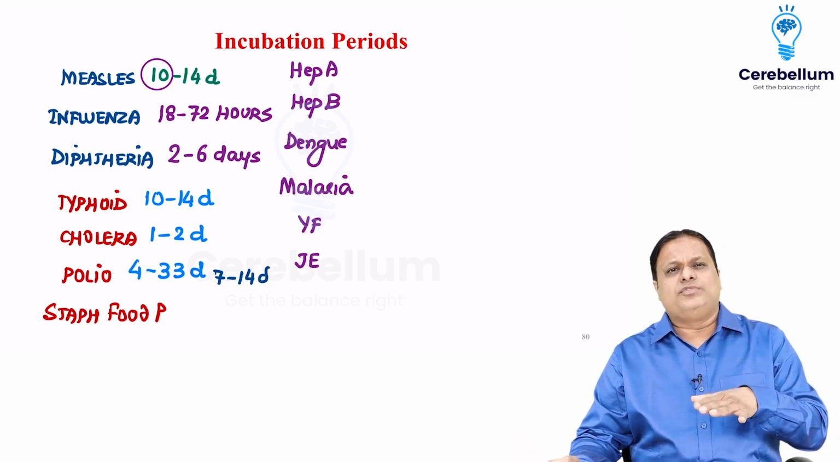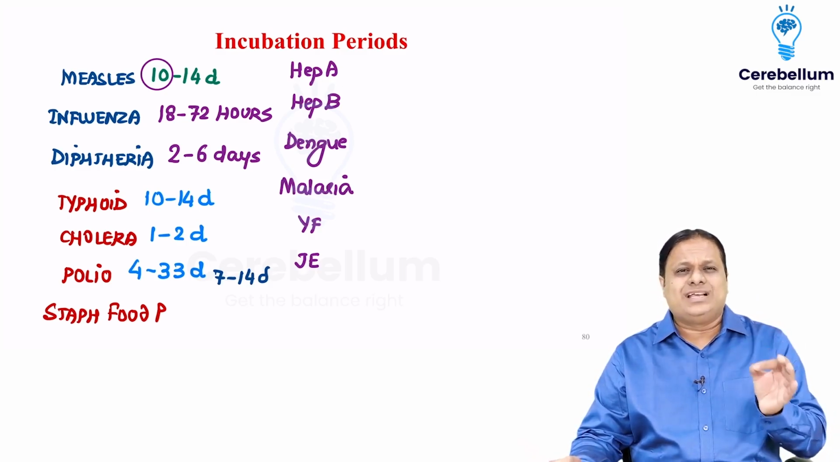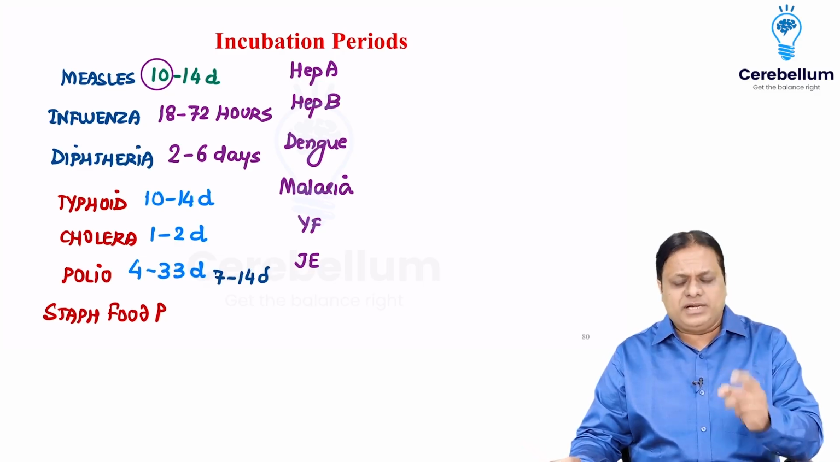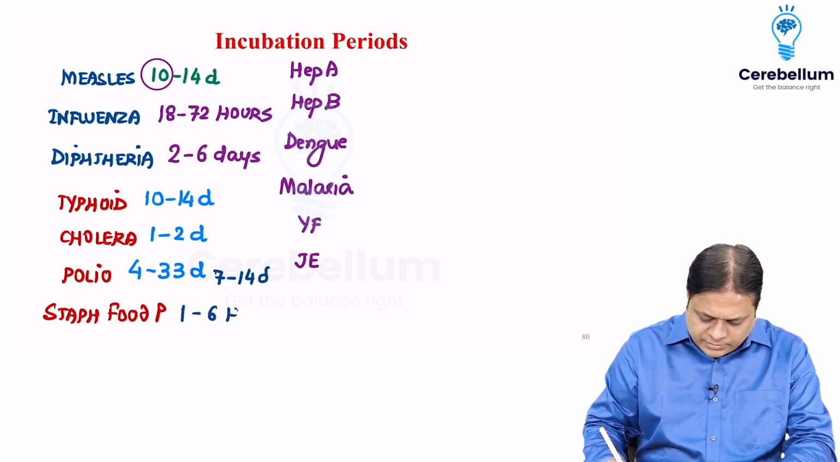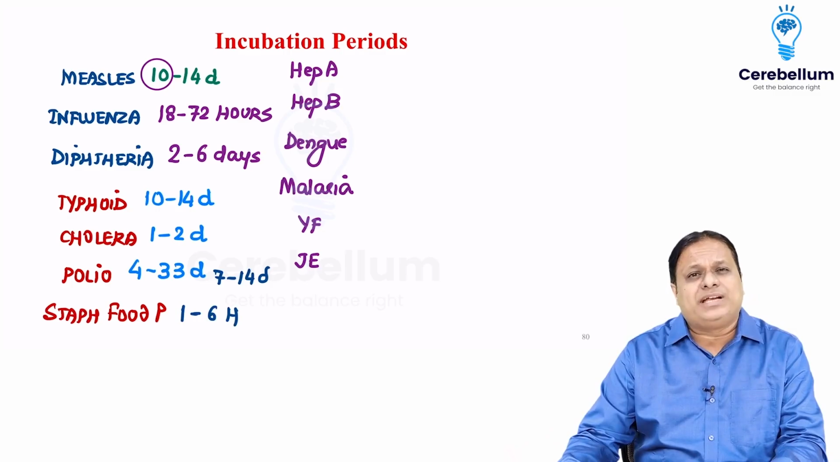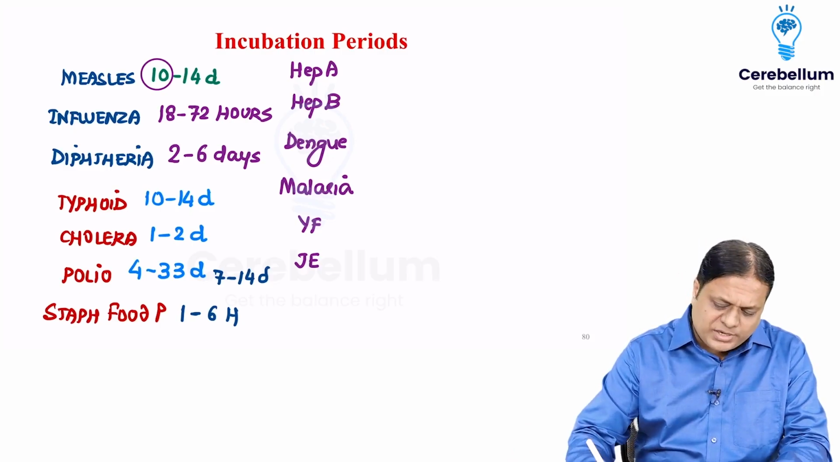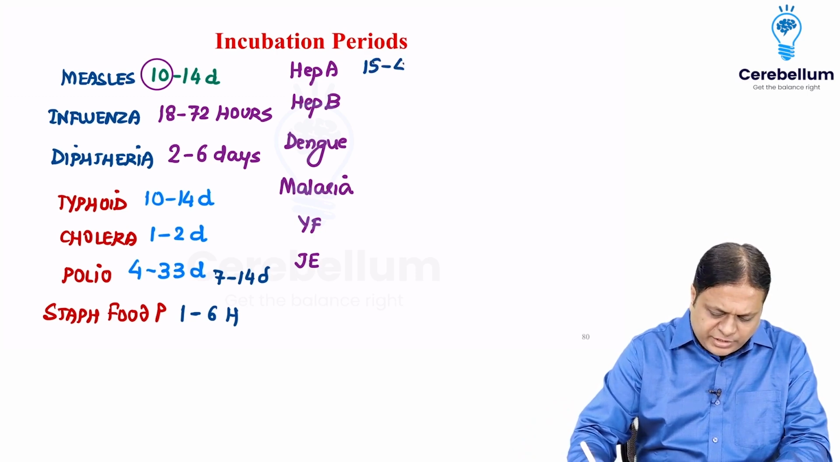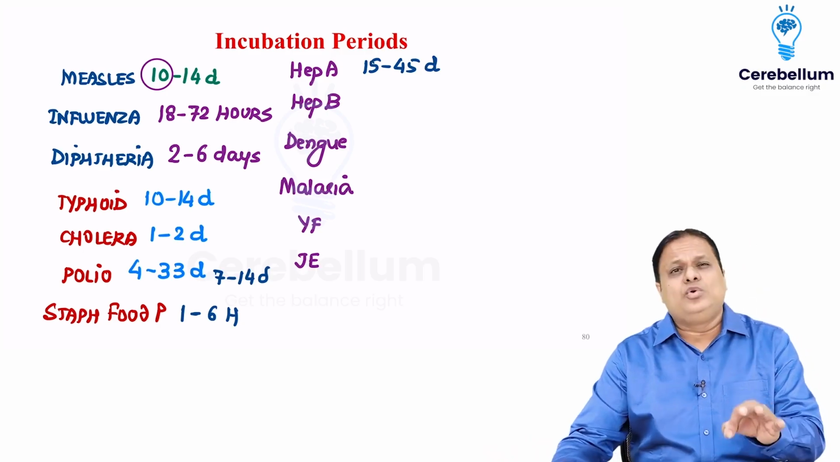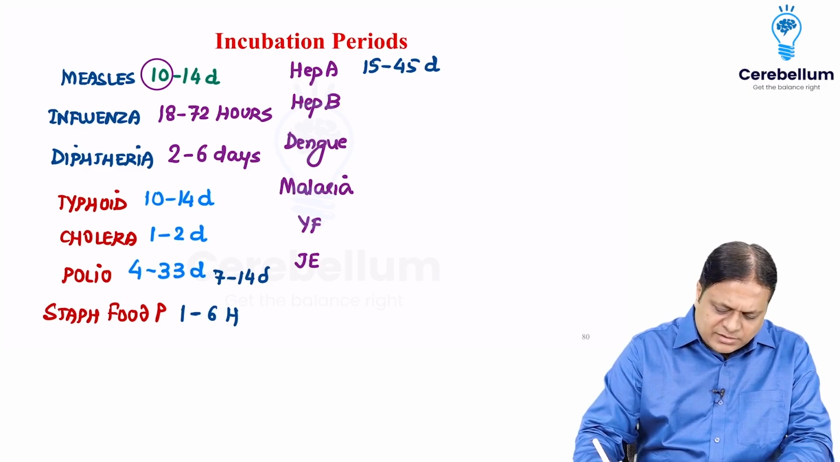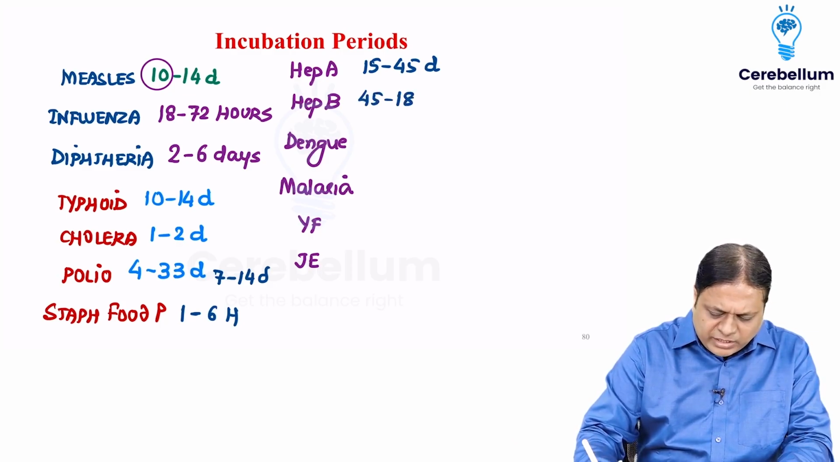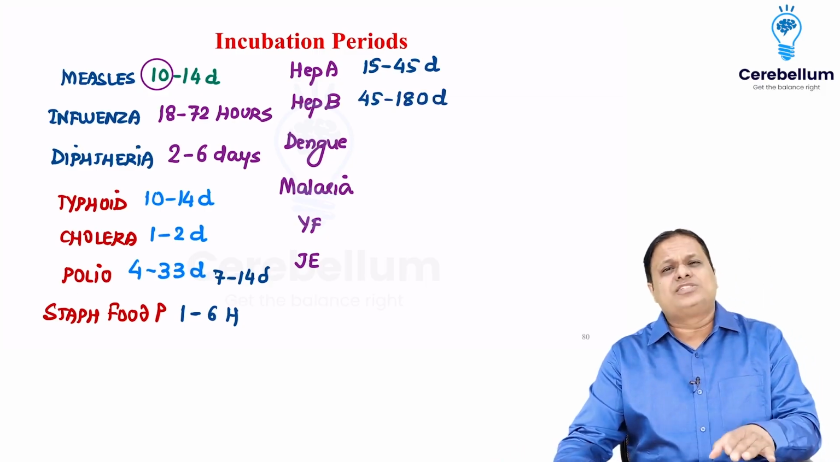The most common food poisoning of India is staphylococcal food poisoning, a single exposure point source epidemic, and the incubation period is 1 to 6 hours. Now when we look at infectious hepatitis, hepatitis A, with the fecal route of transmission, this has an incubation period of 15 to 45 days, 2 to 6 weeks. Hepatitis B, serum hepatitis, is 45 to 180 days, 6 weeks to 6 months.